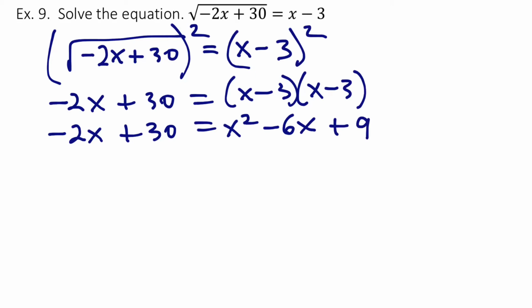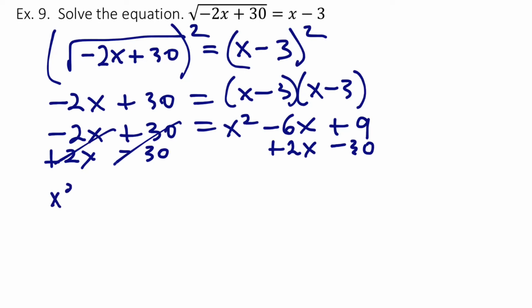So I want to get all my terms onto one side and strive to get a positive leading coefficient on the quadratic, because it looks like I have a quadratic here. So that means I want to add 2x to both sides and subtract 30 from both sides. So I'll have x squared minus 4x minus 21 is equal to 0.